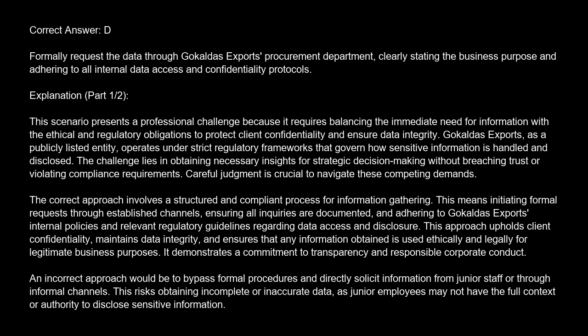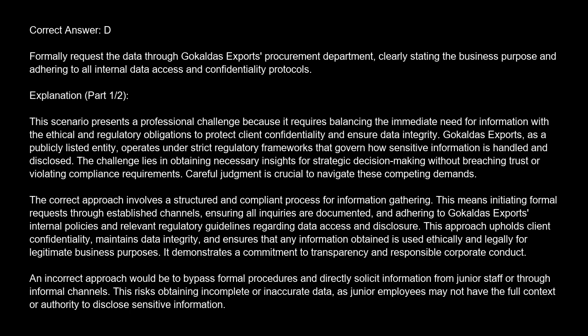Gokaldas Exports, as a publicly listed entity, operates under strict regulatory frameworks that govern how sensitive information is handled and disclosed. The challenge lies in obtaining necessary insights for strategic decision-making without breaching trust or violating compliance requirements. Careful judgment is crucial to navigate these competing demands. The correct approach involves a structured and compliant process for information gathering.